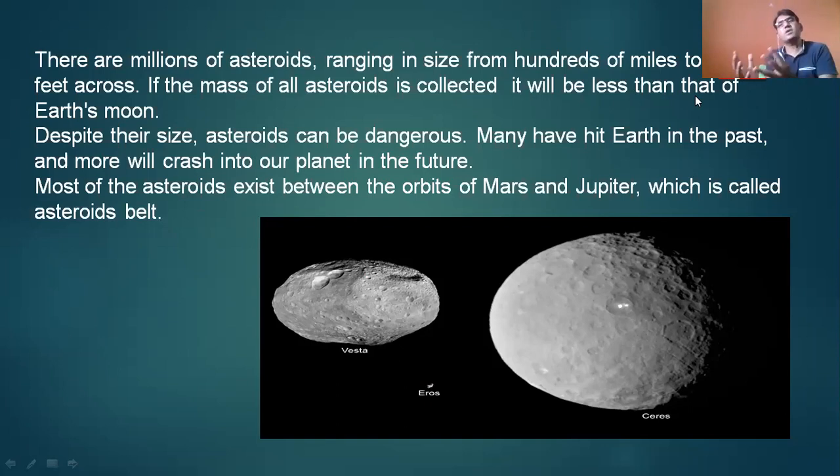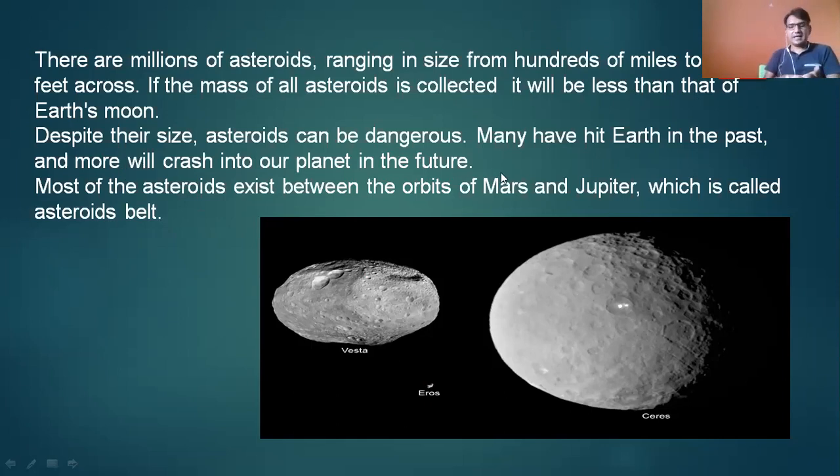So that's why they could not be called the planets. So यानी कि आप सारे एस्ट्रॉइड्स को इकट्ठा करें, उनको जमा करें, उनको आपस में मिलाएं, उनका मास इतना नहीं होगा जितना हमारे चांद का है. So they are too small. So despite their size, asteroids can be dangerous. Many have hit Earth in the past, and more will crash into our planet in the future.